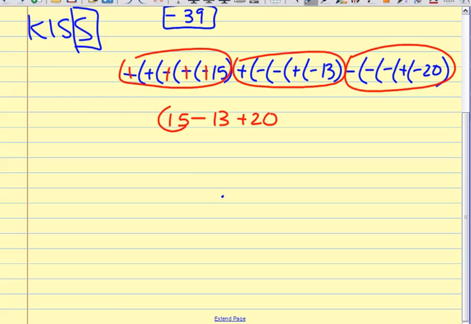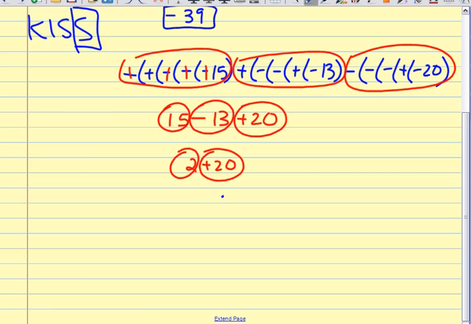Now I've got these 3 things to combine. What do you want to combine first, Maggie H? 15 and the negative 13, and what do you get? 2. All right, so that gives us 2 plus 20. And what do I get when I combine positive 2 and positive 20? Harris? 22.